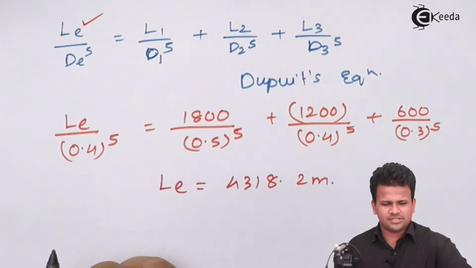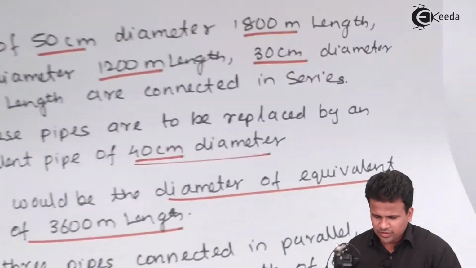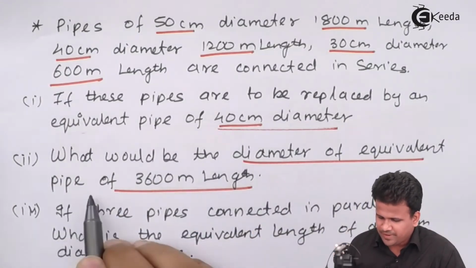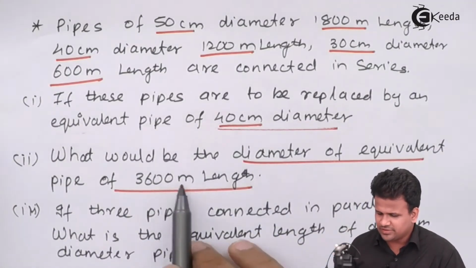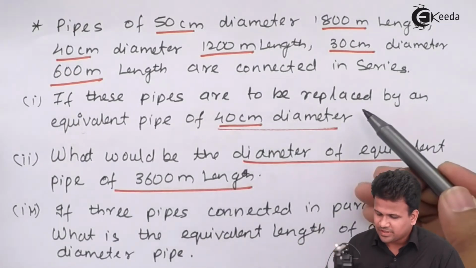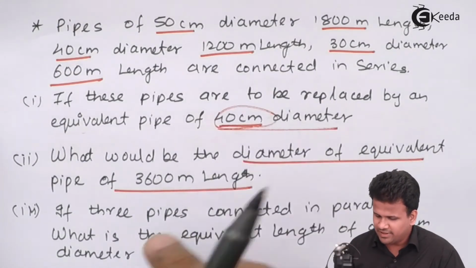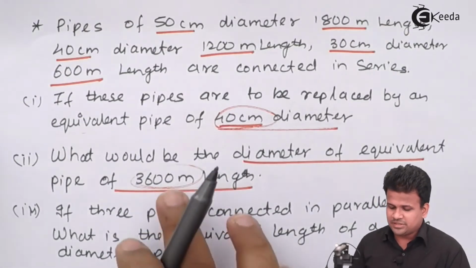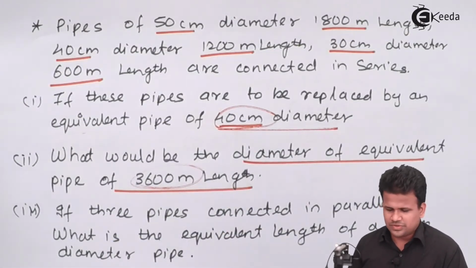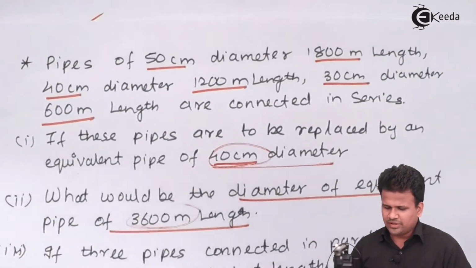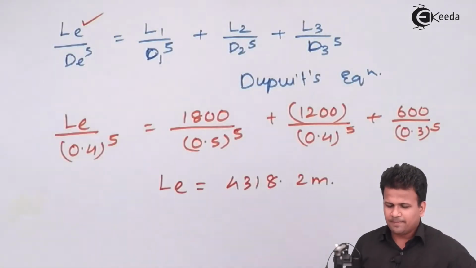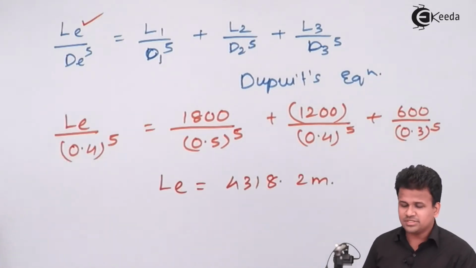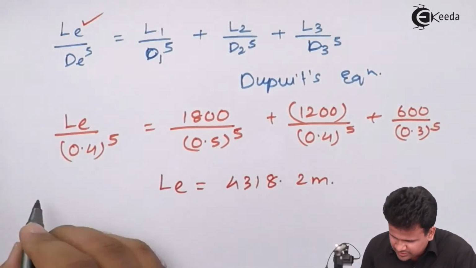Now, here the diameter was given to us, that is 0.4. In the next case, over here, what will be the next case? What will be the diameter of the equivalent pipe if the length is 3600 meters? Now, here in the first case the diameter was given to us. In the second case, what is given to us? That is the value of the length. So now for case 2, we'll write down the same formula, but over here the length is 3600, the diameter is unknown. So let us write down case 2.